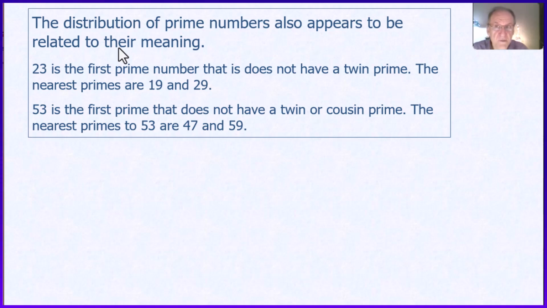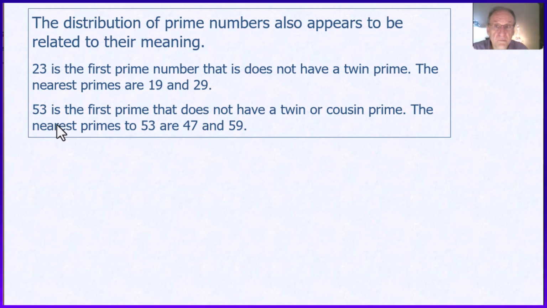And 53 is similar to 23 because it's separated by 30, because of that 30 function in the symmetry of prime numbers. That they have a relationship. And 53 is the first number that does not have a twin or a cousin. A cousin prime is separated by 4. So 23 has a cousin, 19, which is 4 away from 23. It does not have a twin. The first number that does not have a cousin is 53.